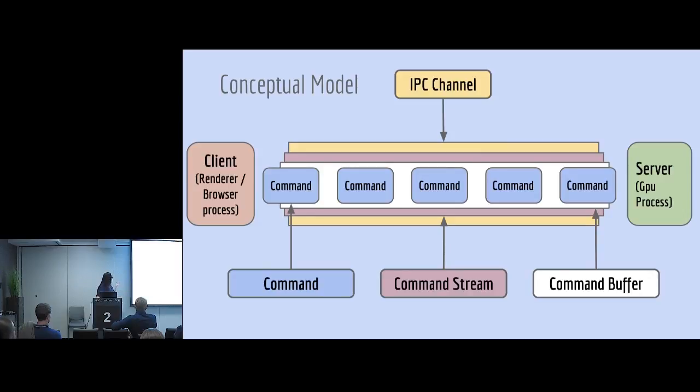You have a client on one side, the server on the other side, and then you have things that they call the IPC channel, then the command buffer that I talked about. Then they have something they call a command stream. And inside of a command stream, you can have several command buffers. And you can have several command streams inside of an IPC channel, and so this can get kind of complex.